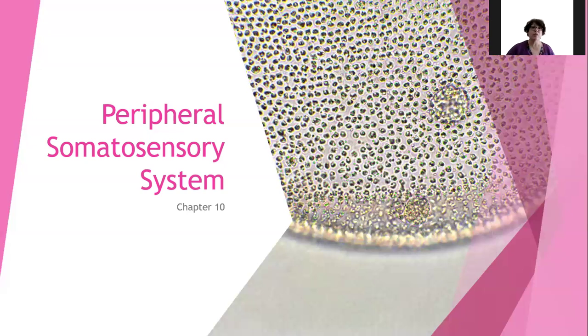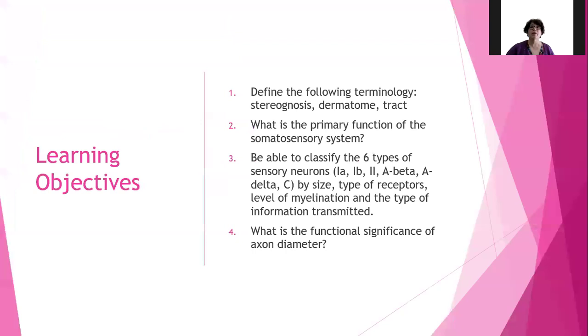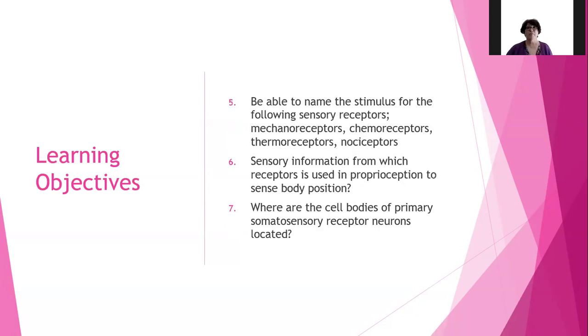motor system. So with the peripheral somatosensory system, the learning objectives, we want to define some terminology. Stereognosis, we've already talked about a little bit with regard to central nervous system dysfunction. Dermatome, tract. And with the tracts, we always want to know where they go to and from and what sort of information they carry. The primary function of the somatosensory system, we want to be able to classify 6 different types of sensory neurons by size, type of receptor, level of myelination, and the type of information transmitted. And we've talked about some of these neurons before, and the functional significance of axon diameter. We've also talked about that before.